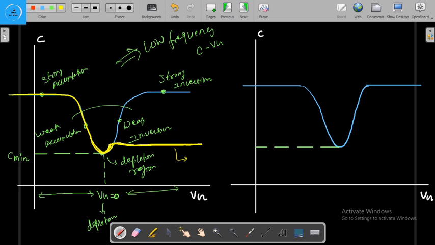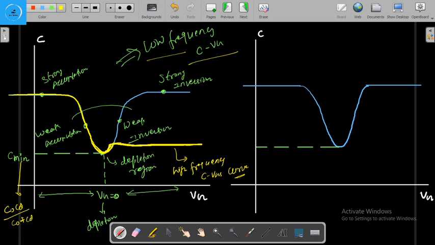This is the high frequency C versus VGS curve, and this is the low frequency C-VG curve, right? And what is this? C minimum is equal to CO times CD divided by CO plus CD, okay.